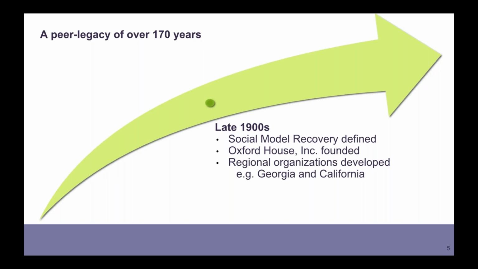And we also see that regional owners and operators started coming together and organizing, establishing quality standards, especially in Georgia and California. So giving a shout out to the California Association of Addiction and Recovery Resources, or CAARR, which was founded in 1978. The Georgia Association of Recovery Residences was founded in 1987, and the Sober Living Network in 1996.